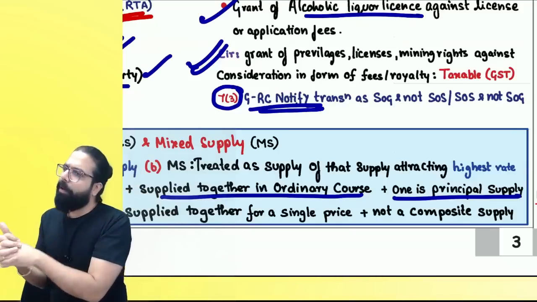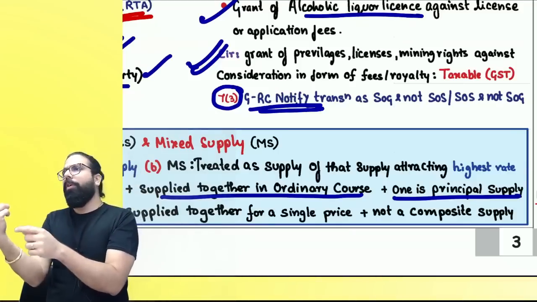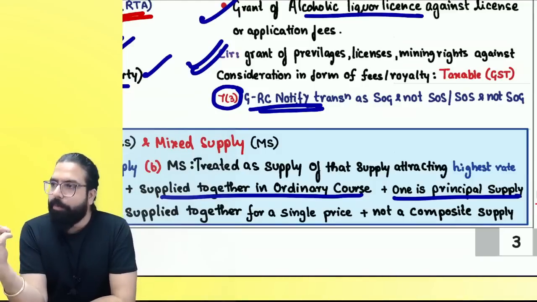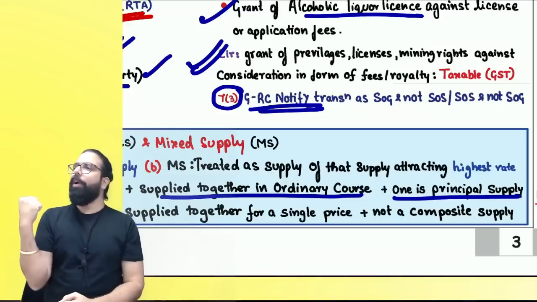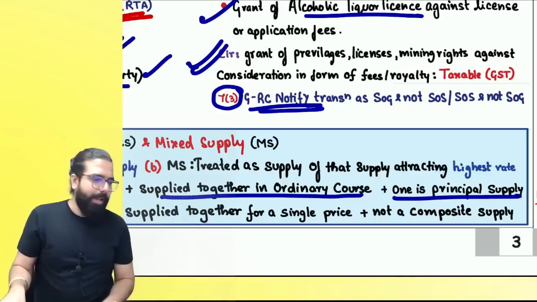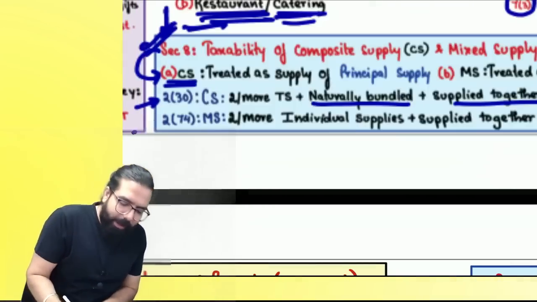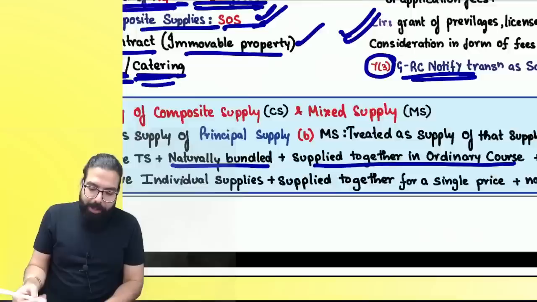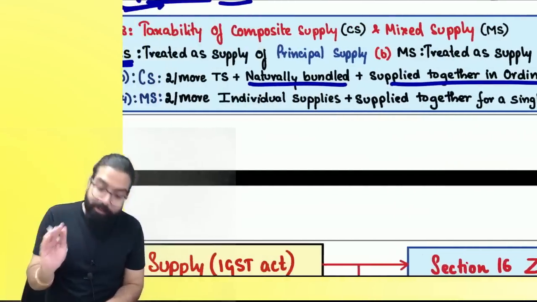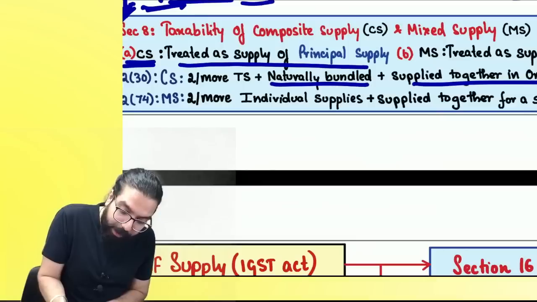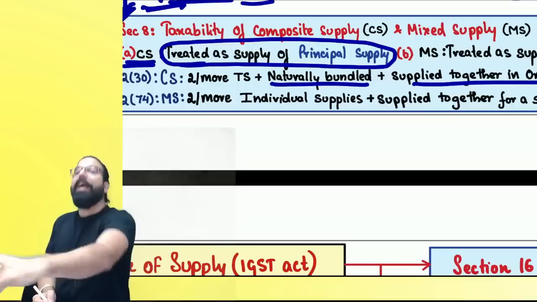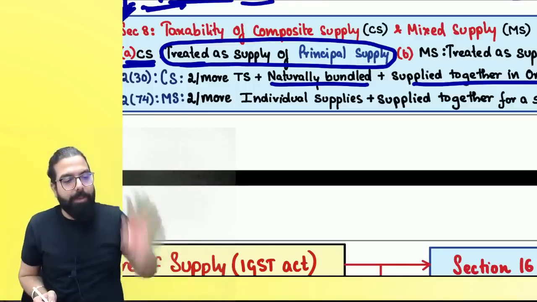Mobile phone bought, charger given together: mobile and charger are two or more taxable supplies. They are naturally bundled, supplied together, and one is a principal. What is principal, everyone? Mobile, taxable at the rate of principal supply. This much is told by the definition. Now, section number 8 says whenever it is composite supply, treat it as supply of principal supply, and the rate of principal supply will apply.